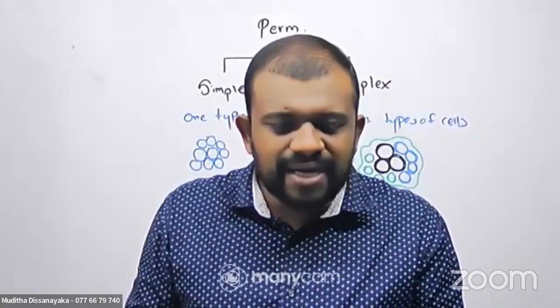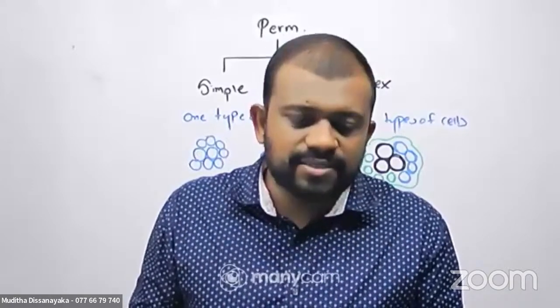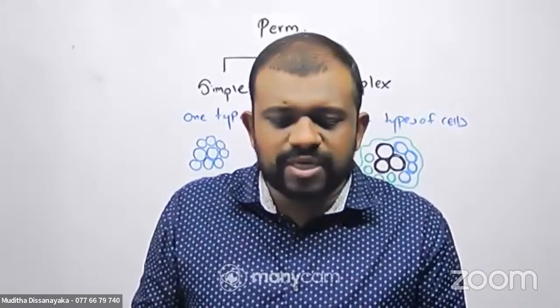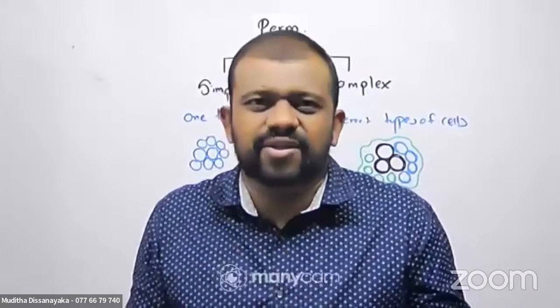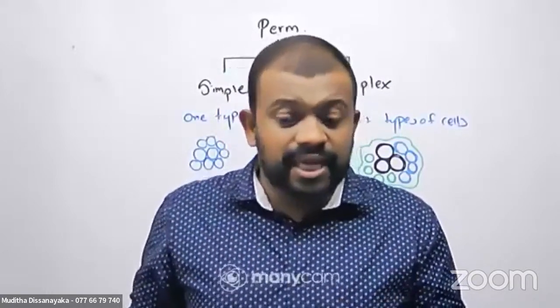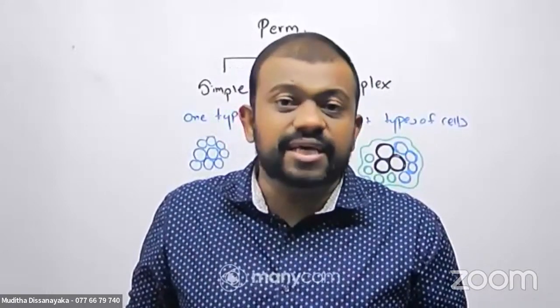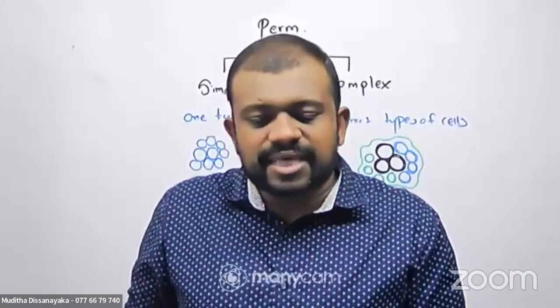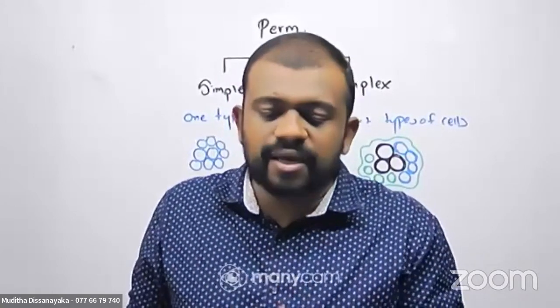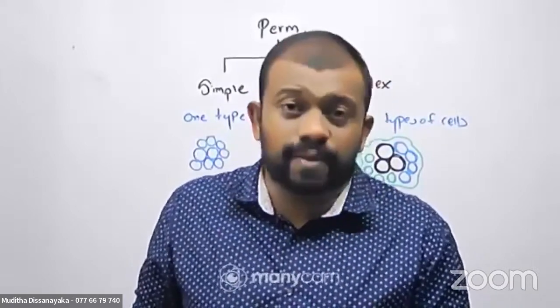This is the most abundant tissue found in plants. Parenchyma tissue consists of living cells, not non-living, dead ones. Cells are isodiametric, spherical, with a large central vacuole.